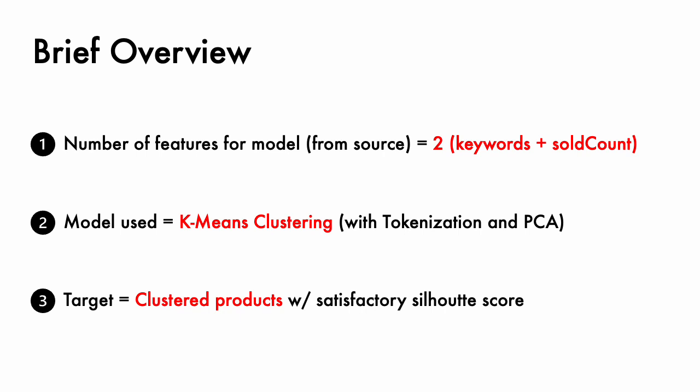In order to do this, a pre-processing pipeline involving tokenization of the keywords and principal component analysis for the sake of dimensionality reduction will be used. Finally, the target is to obtain clear clusters within the limitations of the data provided, meaning the model should achieve a reasonably high silhouette score.